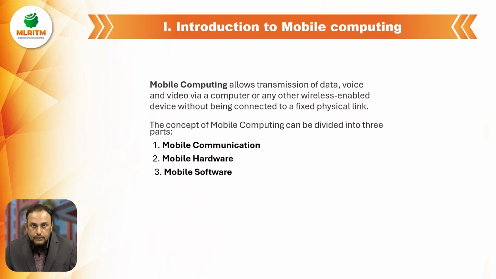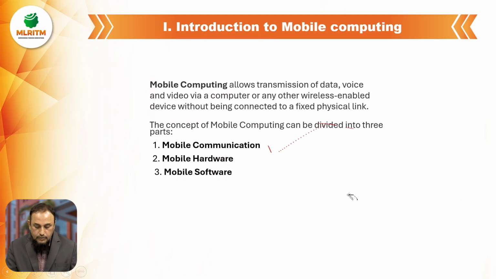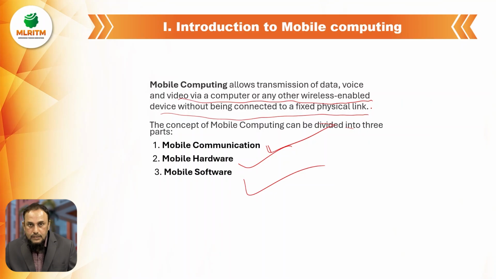The concept of mobile computing is divided into three parts. First is mobile communication, then mobile hardware, then mobile software. Mobile communication allows transmission of data, voice and video via computer or any other wireless devices without being connected to a fixed physical link.